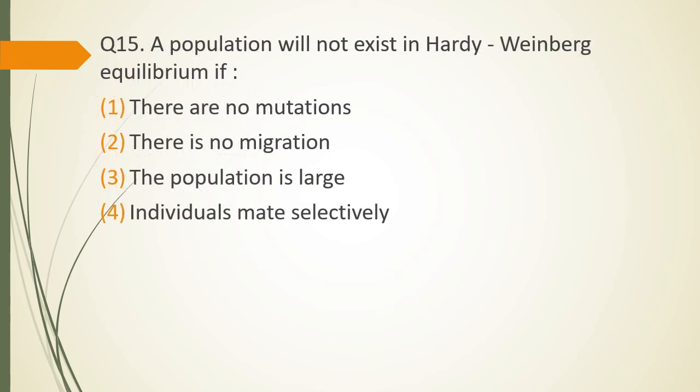Question number 15. A population will not exist in Hardy-Weinberg equilibrium if there are no mutations, there are no migrations, the population is large, individuals mate selectively. Population will not exist in Hardy-Weinberg equilibrium. The correct answer is option 4, if the individuals mate selectively.